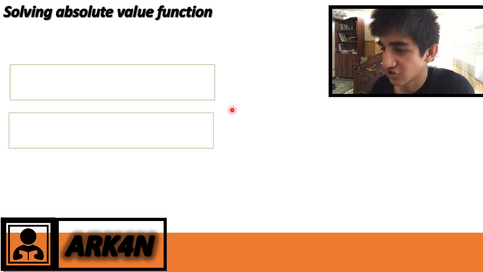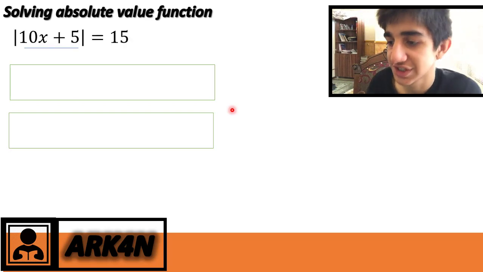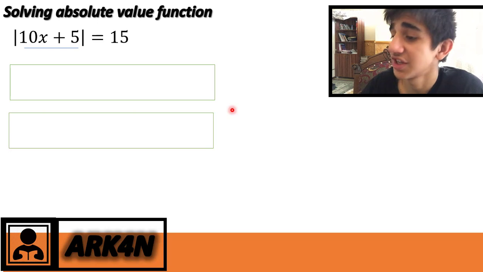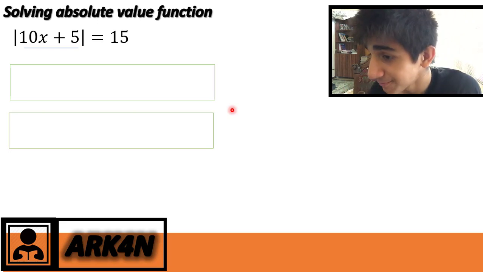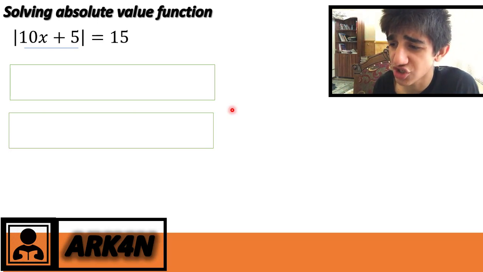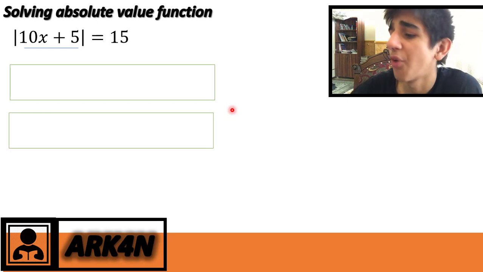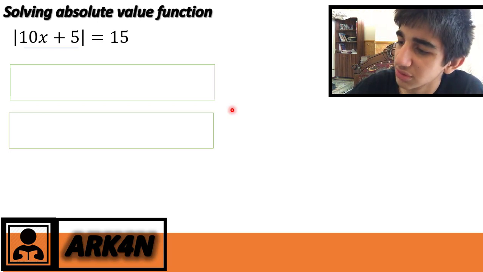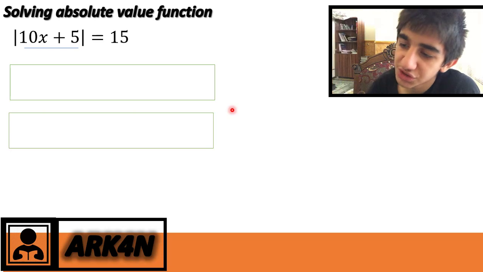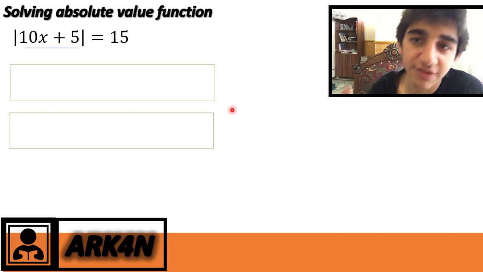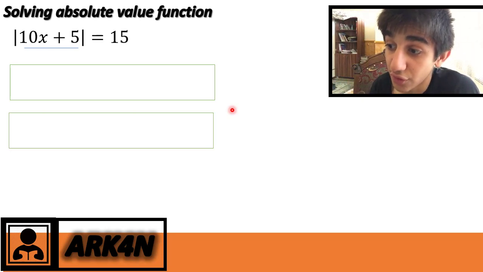Solving absolute value equations. First we're going to start with this example: the absolute value of 10x plus 5 equals 15. In simple equations, we were just able to subtract 5 from both sides, get 10x alone and then divide by 10. But here we have the absolute value. We have to first remove the absolute value.